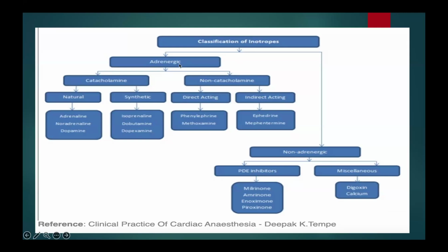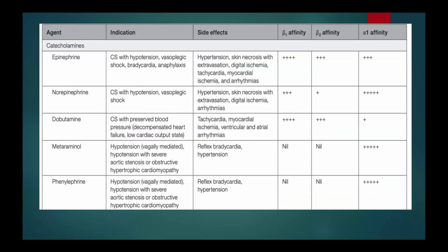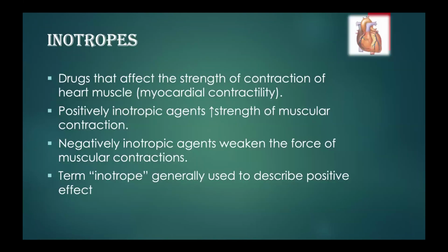Deepak Tempe, it is of 2 types, adrenergic and non-adrenergic. Adrenergic includes catecholamines and non-catecholamines. Catecholamines can be natural, as in adrenaline, noradrenaline, and dopamine, and synthetic, as in isoprenaline, dobutamine, and dopexamine. Non-catecholamines are directly acting: phenylephrine, methoxamine, ephedrine, mephentermine. Non-adrenergic includes PDE inhibitors: milrinone, amrinone, enoximone, and piroximone, and miscellaneous includes digoxin and calcium. I will be coming to these slides later.